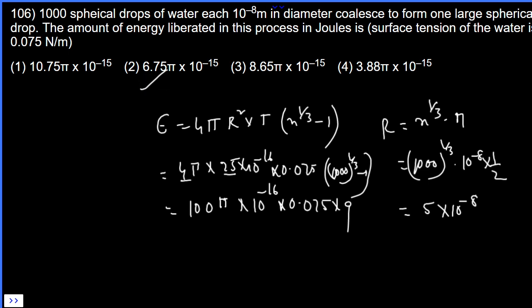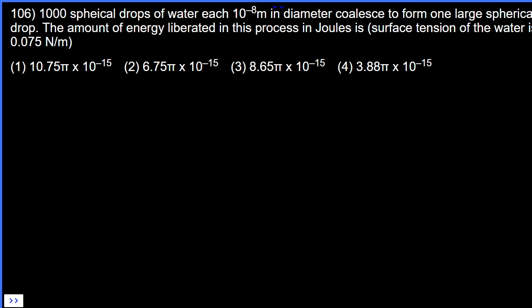Next, problem number 107. A simple pendulum in air has a time period of 3 seconds. Now the bob of the pendulum is completely immersed in a non-viscous liquid whose density is equal to 1/4 of the material of the bob. The new time period of the simple pendulum will be. We have to calculate the new time period.